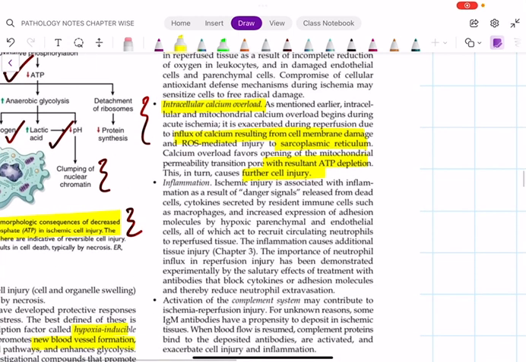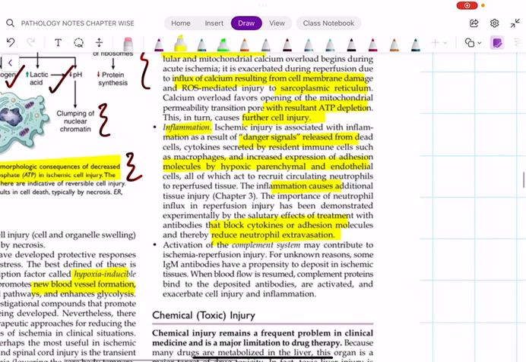What is the other thing? Inflammation. There will be some danger signals released from the injured cell, and when the blood supply is restored, it will be further exaggerated, which will cause more inflammation, and it will release further cytokines, which will finally lead to more cell injury. Again, we will discuss this in chapter 3, inflammation. And finally, activation of the complement system, which will further contribute to ischemia reperfusion injury.